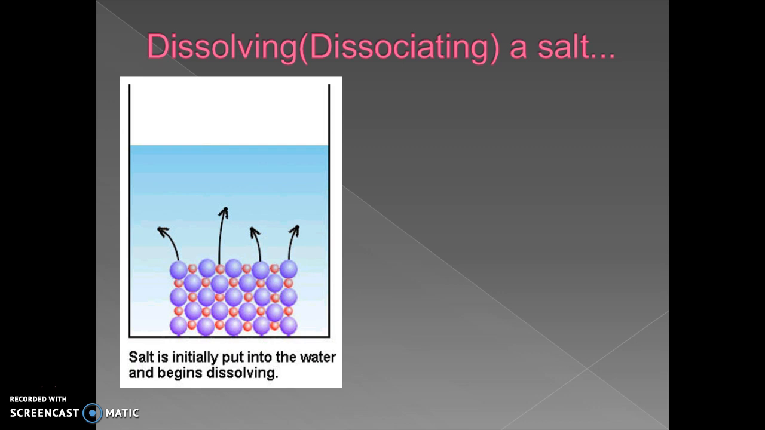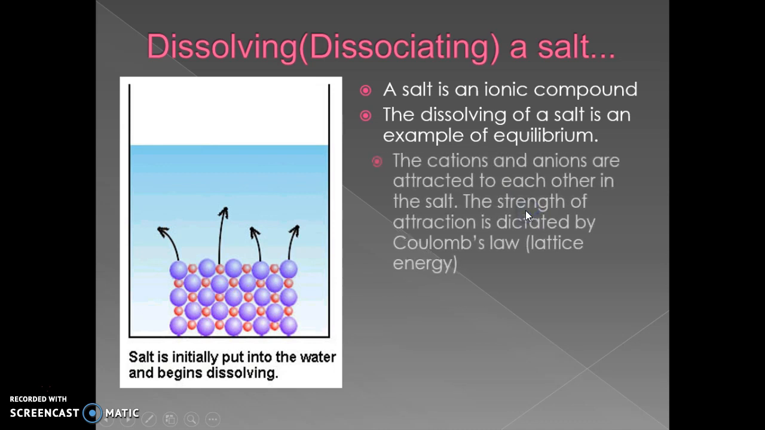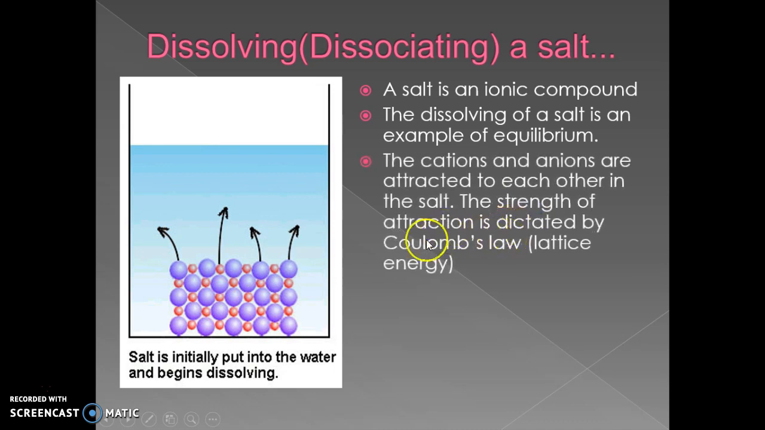Just as a quick review, when a salt is initially put in water, so you've got the alternating cations and anions, remember that the dissolving process is actually an example of equilibrium because the ions will start to separate. But if the attractions between the ions are strong enough, you can establish equilibrium. So the cations and the anions are attracted to each other with a certain amount of strength, and that strength kind of competes with the attraction that it has to the water molecules, the hydration idea.